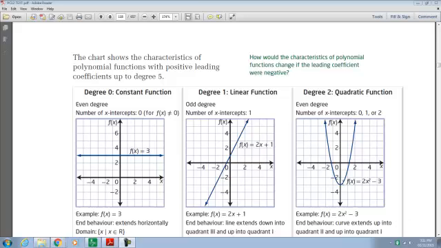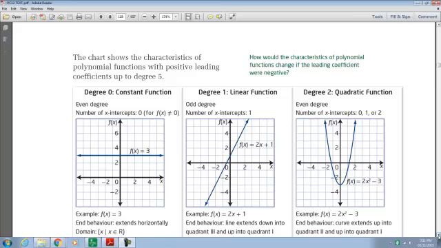In this video, what you're seeing in front of you is page 109 of your textbook. I'm also going to recommend page 113 of your textbook as well. It's got a very nice summary of what we're looking at. We're going to look at the characteristics of polynomial functions.